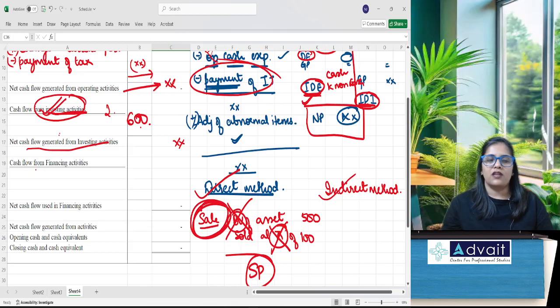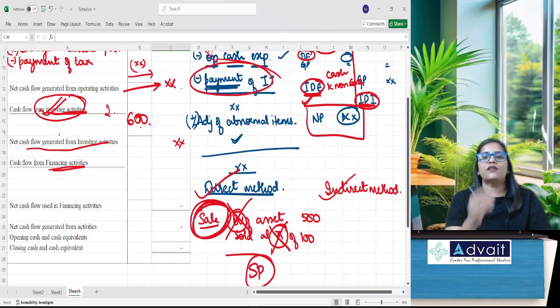Okay. Last one, cash flow from financing activity. This is even easier. Financing activity talks about debenture, loan, your preference share, your equity shares, anything related to them.